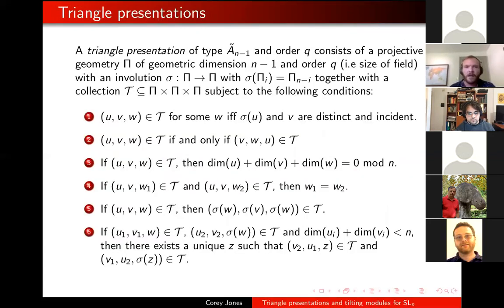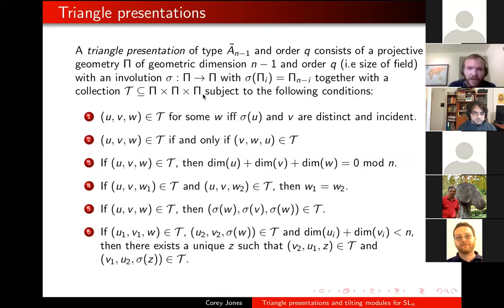Okay, so here we are, triangle presentations. What are they? A triangle presentation of type affine A_{n-1} and order q consists of a finite projective geometry π of geometric dimension n minus 1 and order q. And we also have an involution. So it's a map from π to π that squares to the identity, and it maps this set π_i to π_{n-i}. So it kind of flips the dimension of the objects, of the subspaces. And then the meat of this is a subset of π cross π cross π.